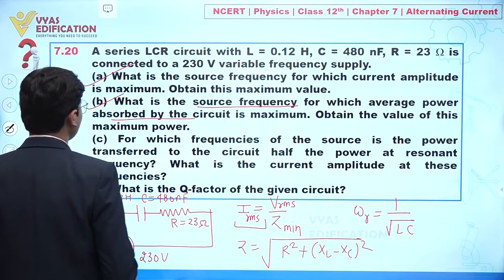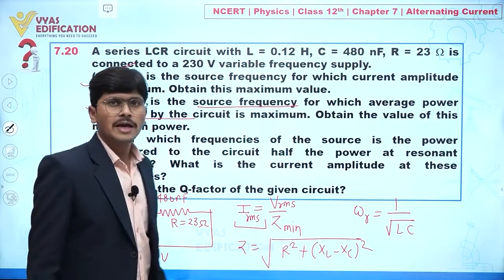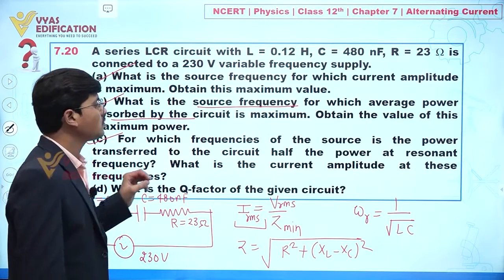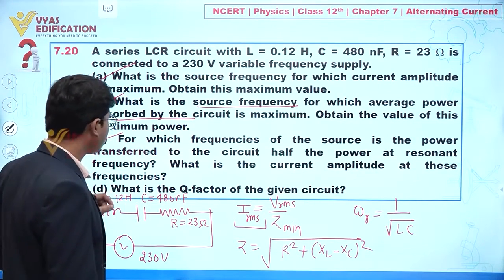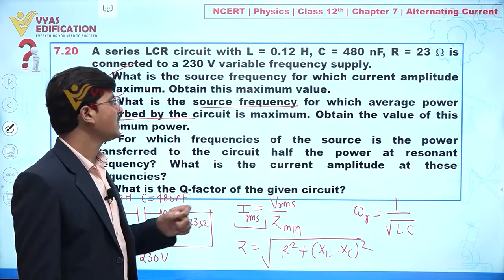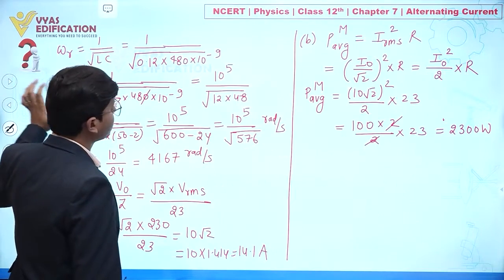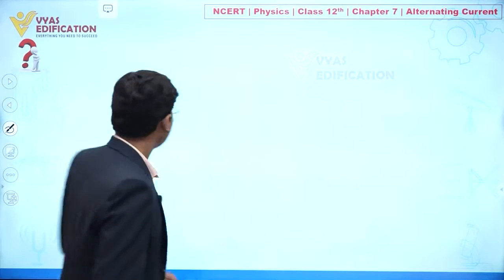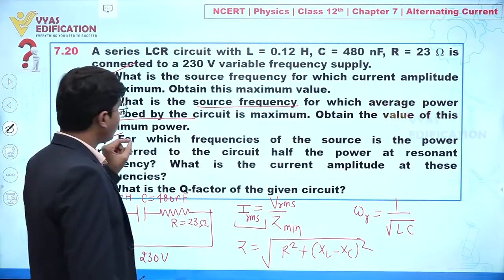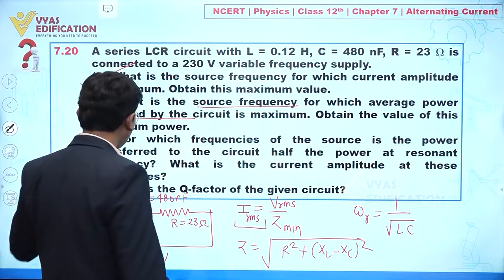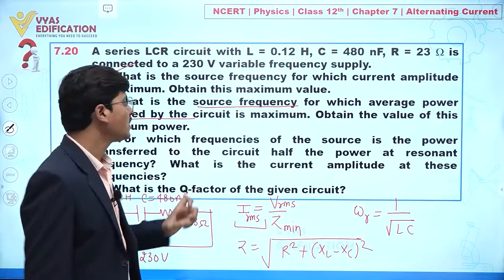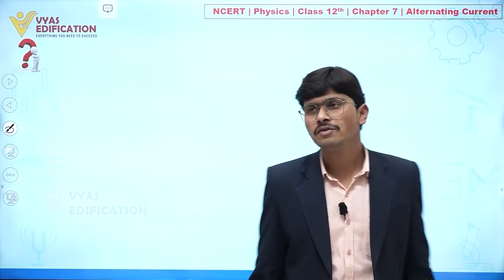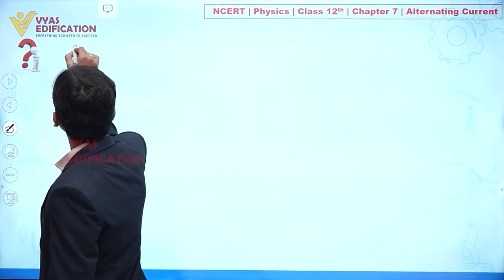Now we are going to discuss part number C. In part number C it is asked: for which frequency of the source is the power transferred to the circuit half the power at resonant frequency, and what is the current amplitude at that frequency? Let us try to understand what our question is. For which frequency of the source is the power transferred to the circuit half of the power at resonant frequency?